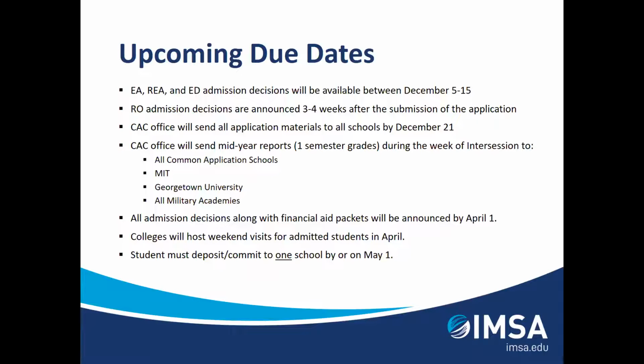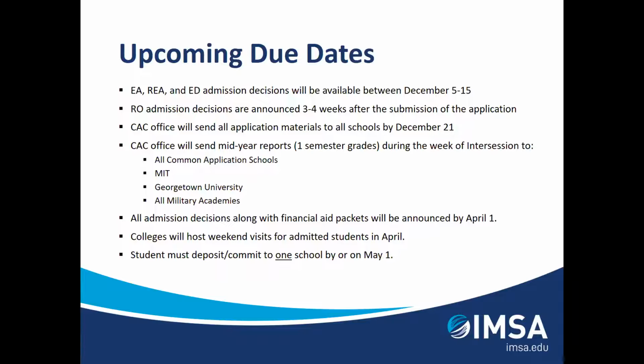So here are the upcoming due dates for you to keep in mind. Well, it's not necessarily due dates, but some benchmarks. All admission decisions for early schools, most of them, if not all of them, which means your student applied to a college by November 1, will be available between December 5th and December 15th.